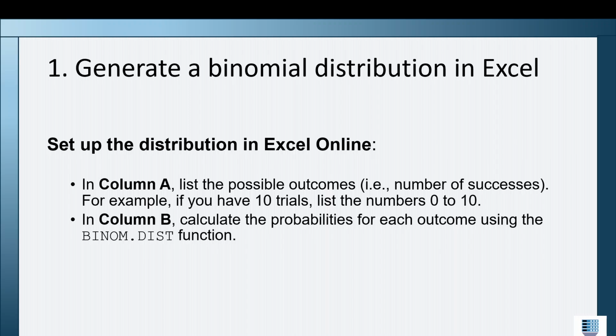So we make a first column that has the number of possible outcomes. This goes from 0 to the number of trials. The second column, we're going to use a formula, and we're going to calculate the probability of getting that number of outcomes in that number of trials. For example, getting 2 children that are girls out of 10 children. And we can generate this with the binom.dist function in Excel.